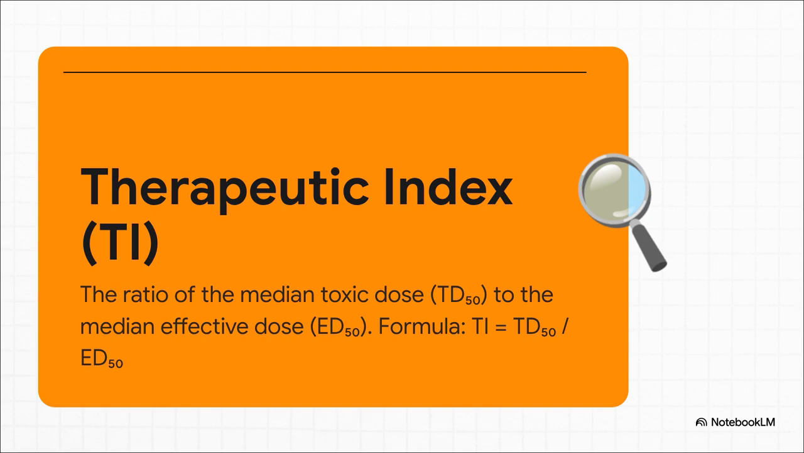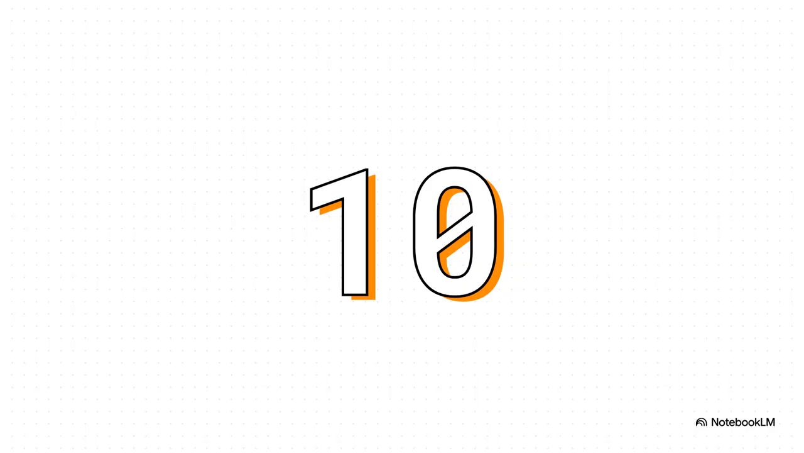You just take the toxic dose, the TD50, and you divide it by the effective dose, the ED50. Let's make that real. Say a drug becomes toxic at around 100 milligrams, but it's effective at just 10 milligrams. You do the math. 100 divided by 10, that gives you a therapeutic index of 10. The logic here feels solid, right?